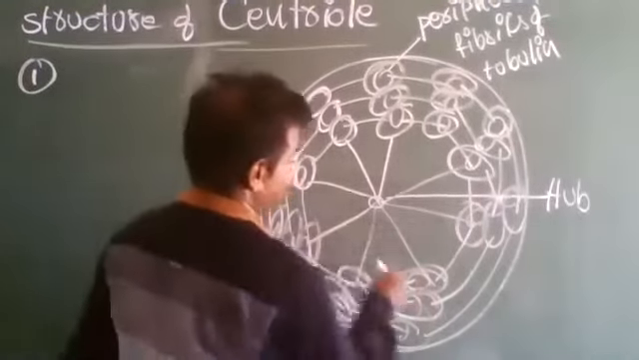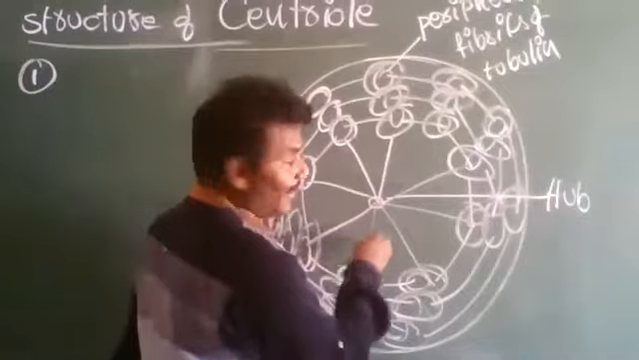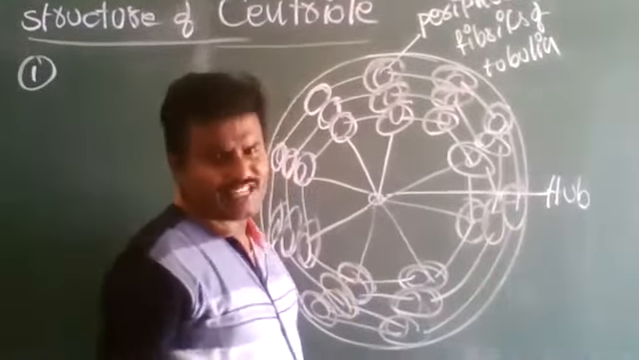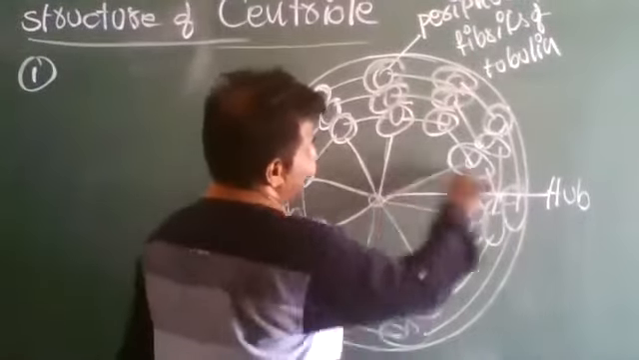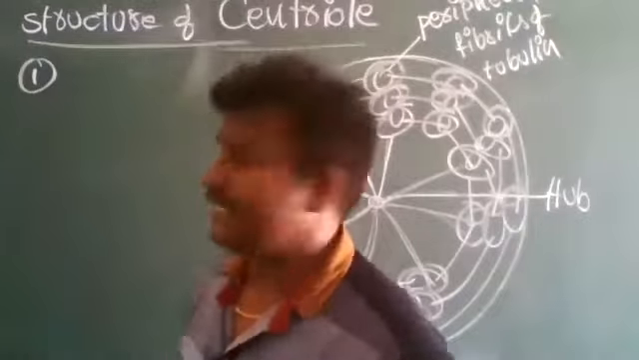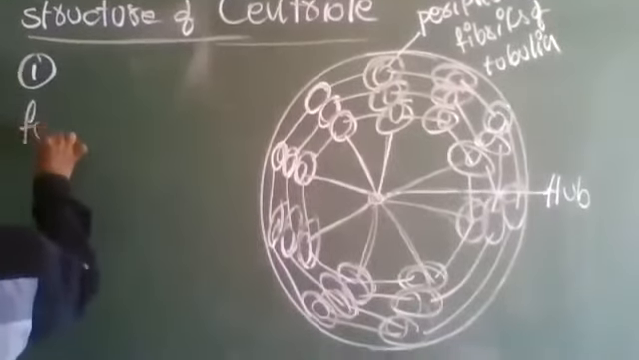The central proteinaceous hub is connected to the triplets by radial spokes. That is the structure of the centrioles. Next, functions of the centrioles.